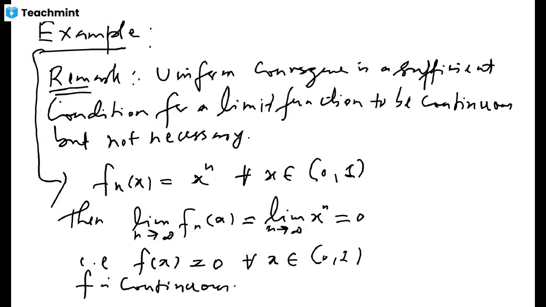So in this case you have a continuous limit function even though the convergence is not uniform, and this justifies the remark that uniform convergence is just a sufficient condition but not a necessary condition. Is it okay?